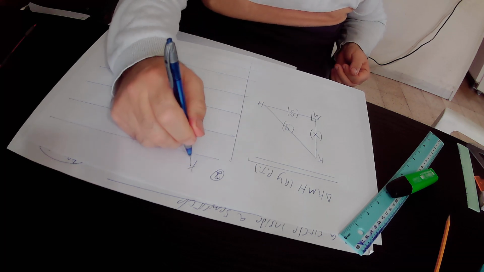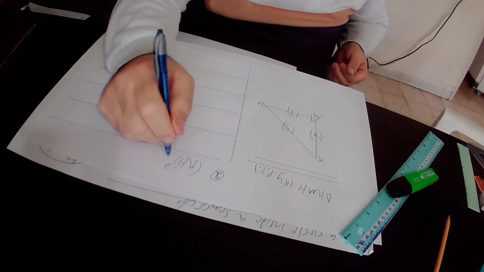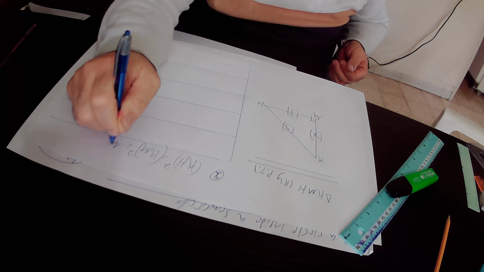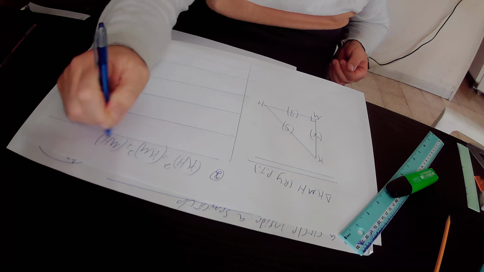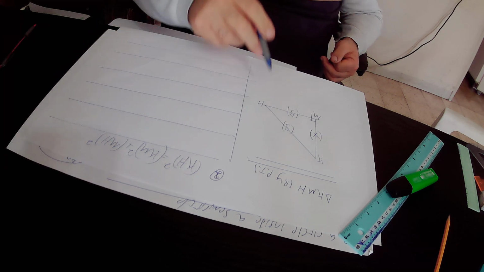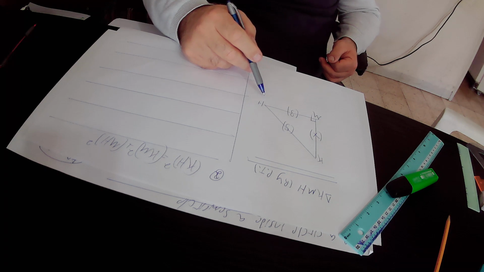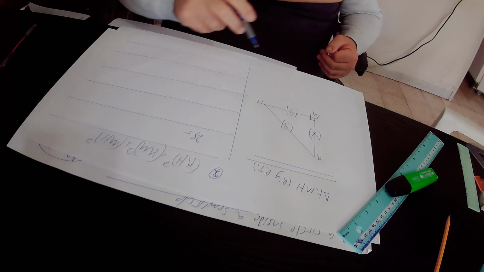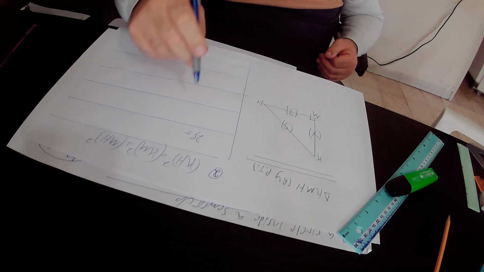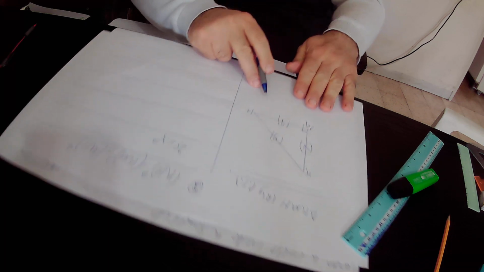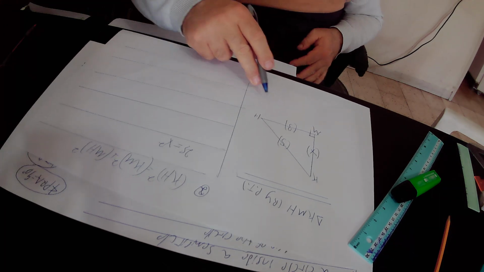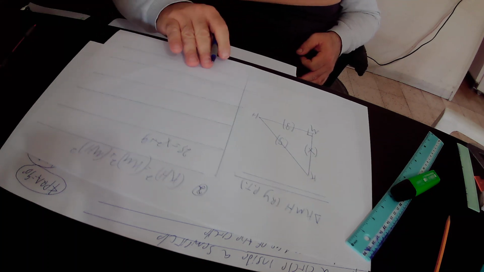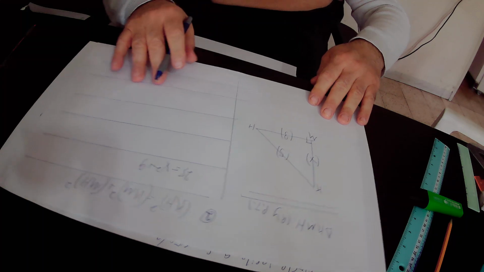KH squared, the square of the hypotenuse, equals KM squared plus MH squared. The hypotenuse KH is 5, therefore KH squared is 5 squared, that is 25. And it equals KM squared. KM is x, therefore KM squared is x squared, plus MH squared. MH is 3, therefore MH squared is 3 squared, that is 9. We found that according to the Pythagoras theorem, 25 equals x squared plus 9.